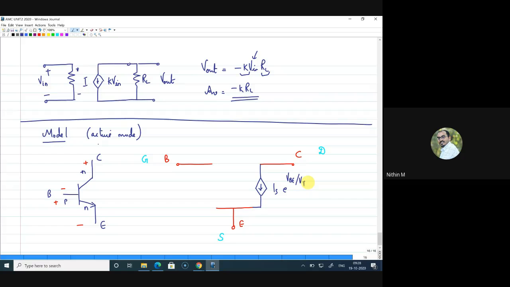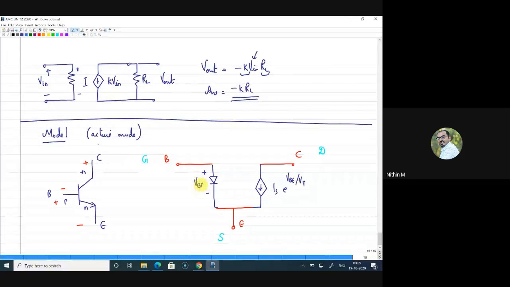What is an emitter base junction now? Emitter base junction is forward bias, sir. Very good. It is a diode, right? So thank you. It is a forward bias diode. So I will represent that using a diode here, right?